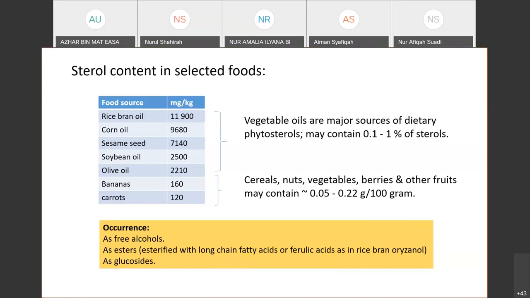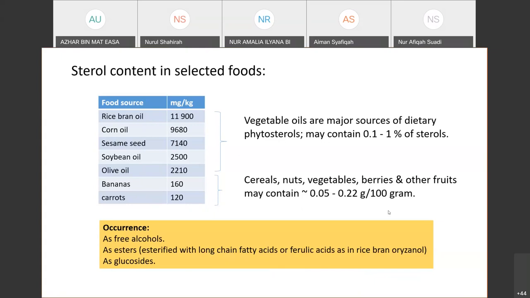It can be 0.1 to 1% of sterol, depending. You see the rice bran is very high in phytosterols. Go again. The structure is for organic chemists. Corn, we can just forget about that. Glucoside, maybe this one, okay. Esters, because esters is the one that we are interested in. That is how the technology is able to make phytosterol more able to be incorporated in food, because of the esterification. Cereals, nuts, vegetables, berries, other fruits may contain low amounts, 0.03.